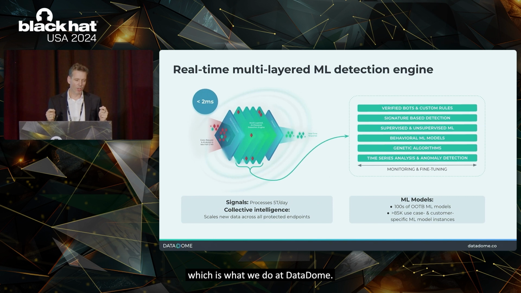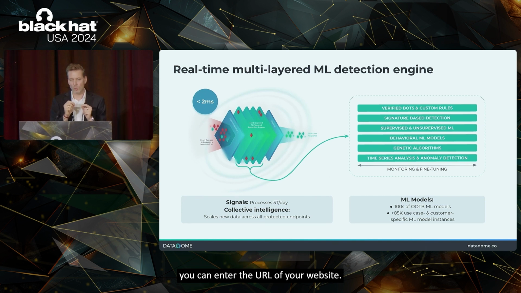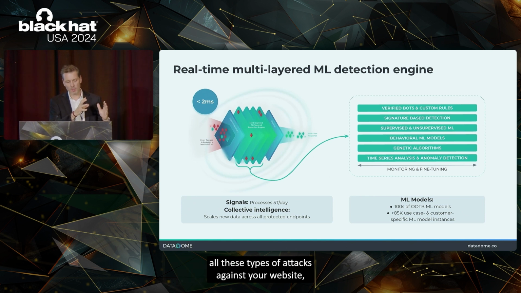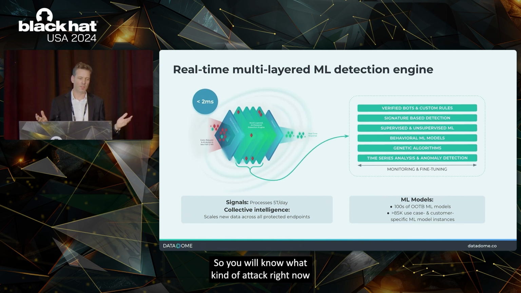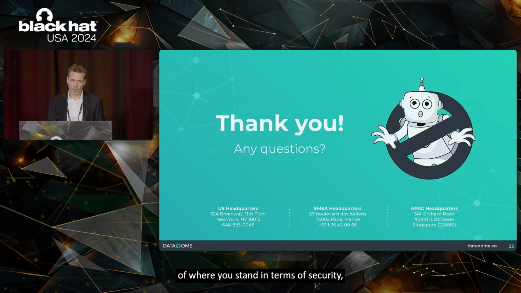So now that I said that, I'm guessing most of you have a website. What you can do is if you go to datadome.co, you can enter the URL of your website. We have a bot tester that is going to test all these types of attacks against your website, and you will get a report. So you will know what kind of attack right now can bypass your actual security and which ones are already detected by your security. So that's going to give you a good idea of where you stand in terms of security, and that's done on our website on datadome.co.